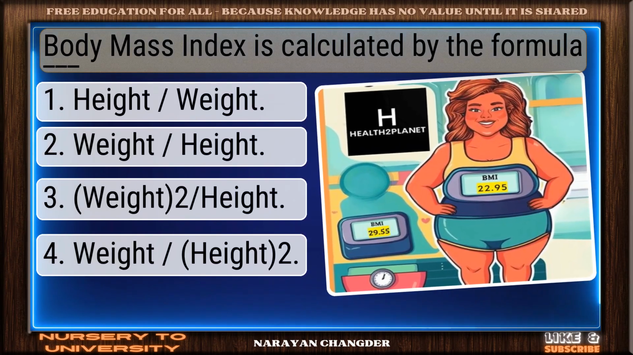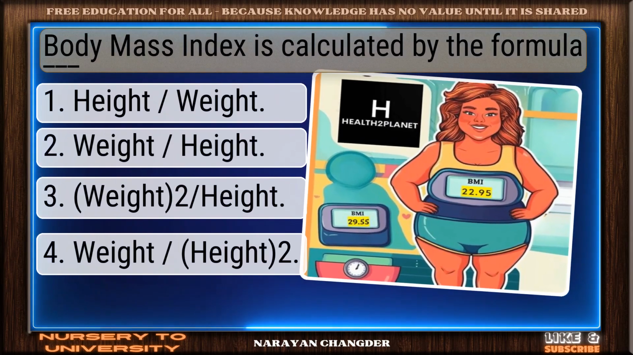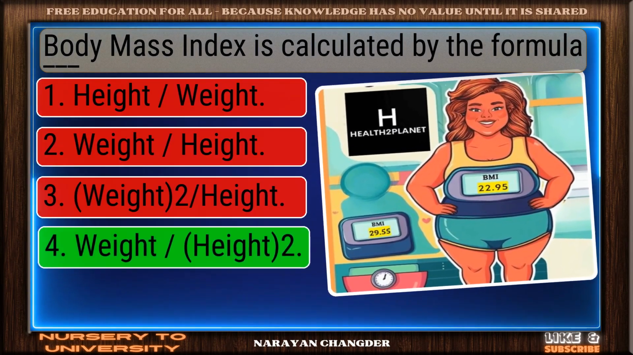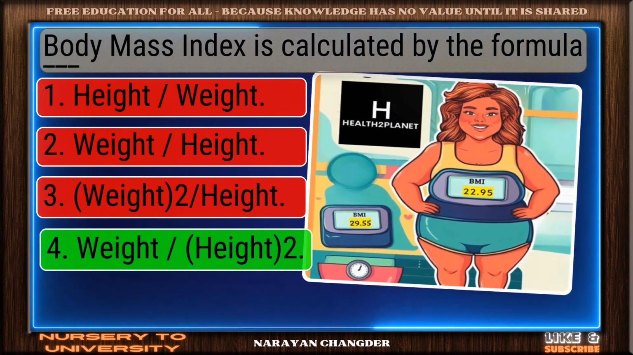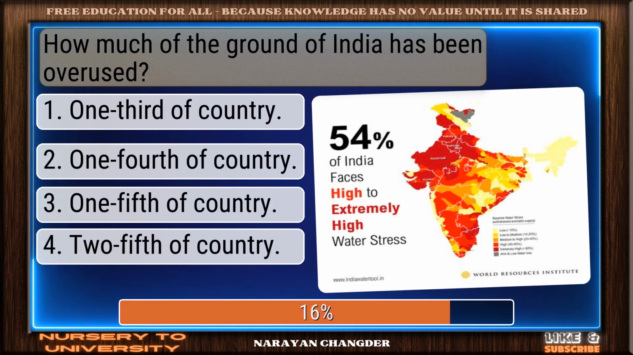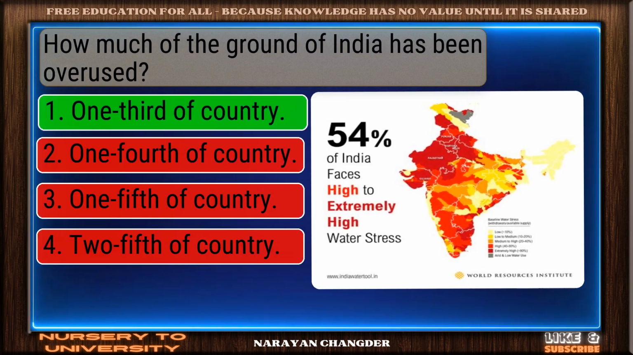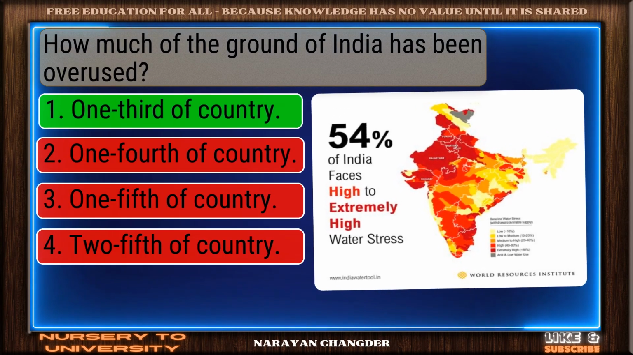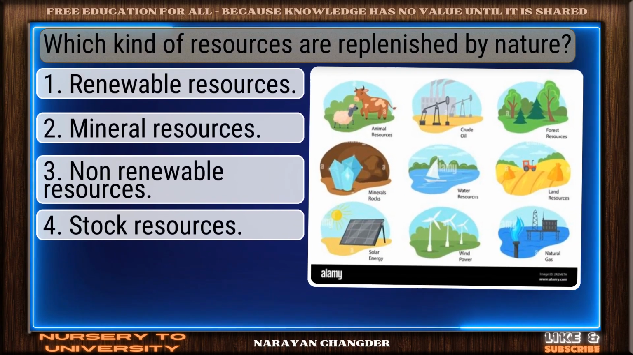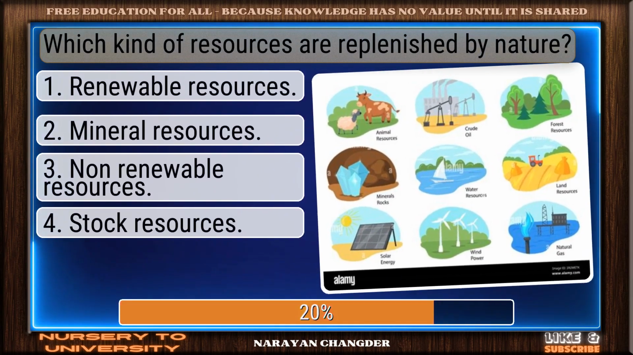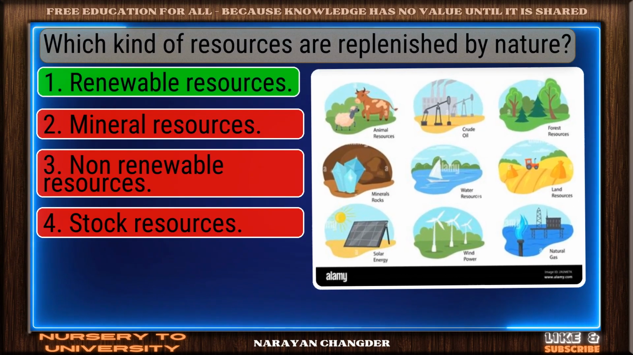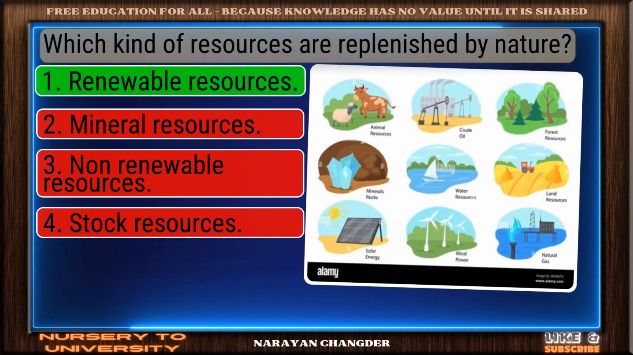Body mass index is calculated by the formula dash. Great job. Weight to height squared is accurate. How much of the ground of India has been overused? Valid point. 1/3 of country is true. Which kind of resources are replenished by nature? Good thinking. Renewable resources is right.